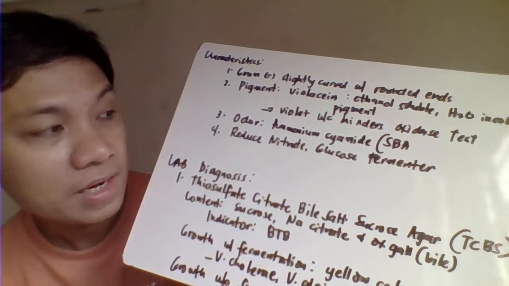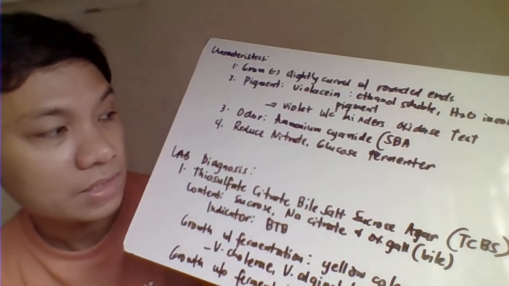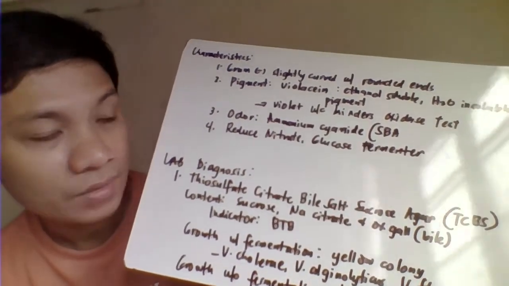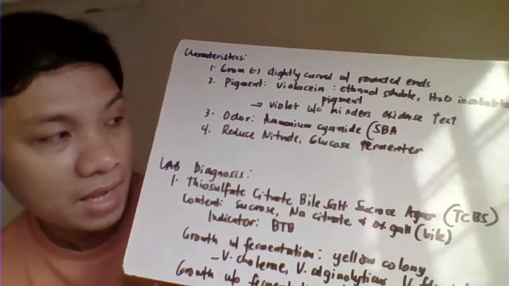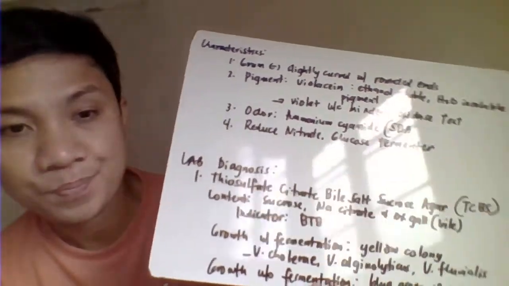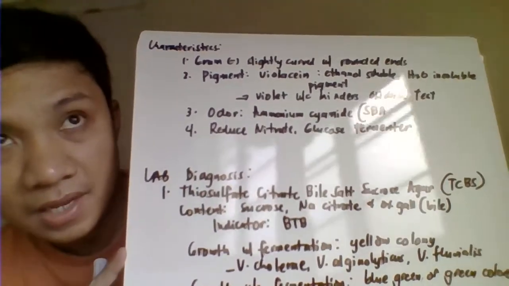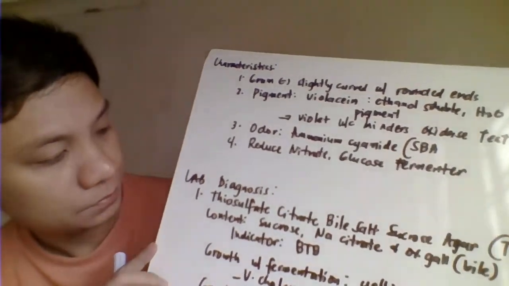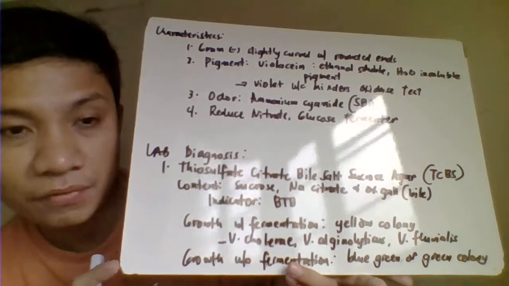Okay, then the other here is ammonium cyanide and reduced nitrate. Also try to reduce your nitrate. It would have the enzyme nitrate reductase, as well as also glucose fermenter. Okay, then we have also here your laboratory diagnosis for all this group here.